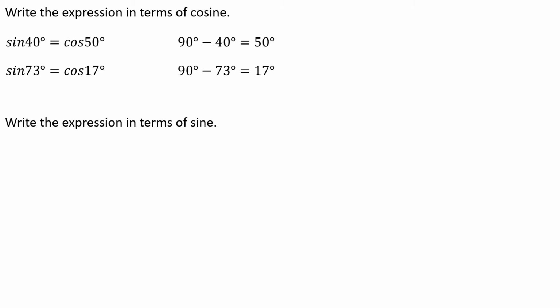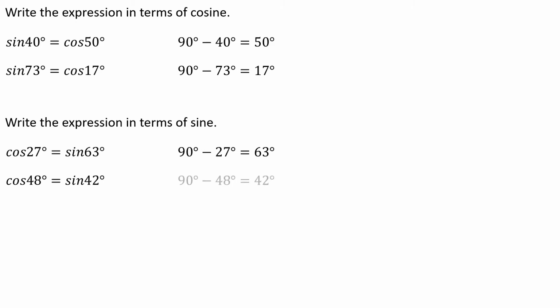Ooh, let's go the opposite direction. What if we start out with cosine? Cosine of 27 degrees would be the same as the sine of 63 degrees. Right? 90 degrees minus 27 degrees is 63 degrees. Well, I'm thinking, 48 plus 42 is 90. So if 48 plus 42 is 90, I must need the sine of 42 degrees.